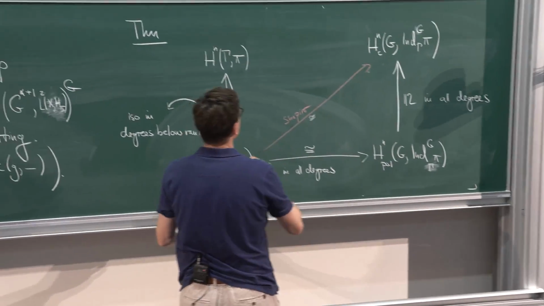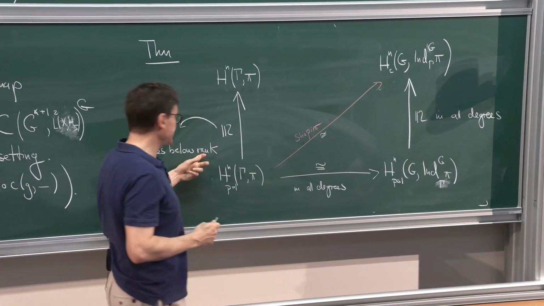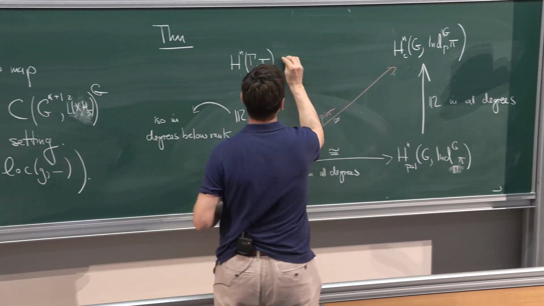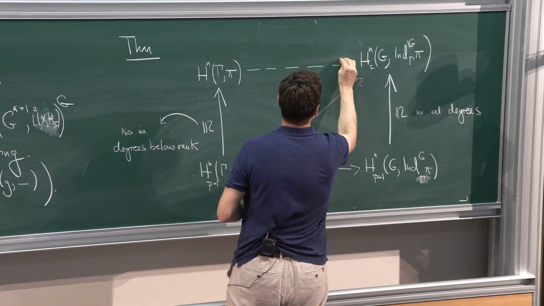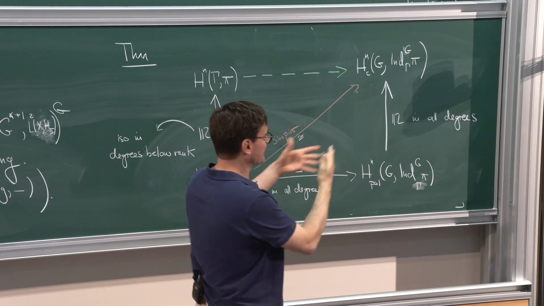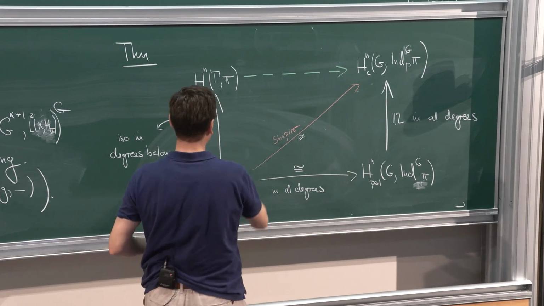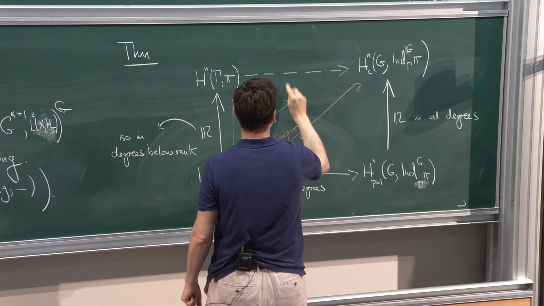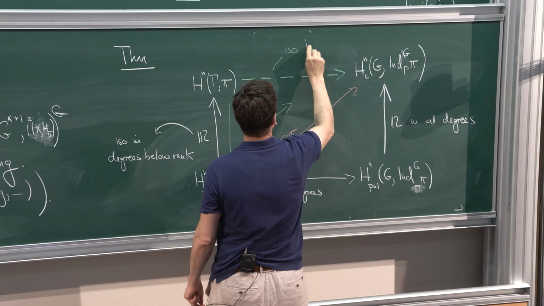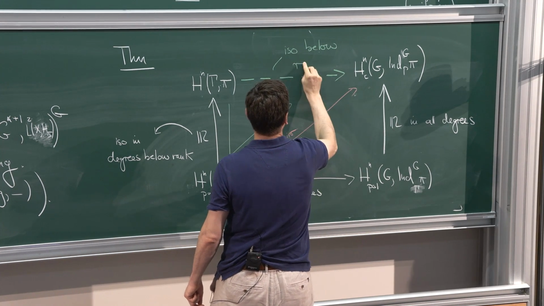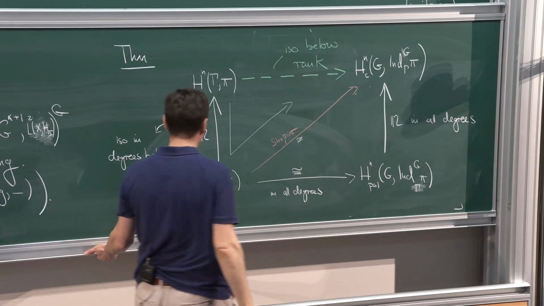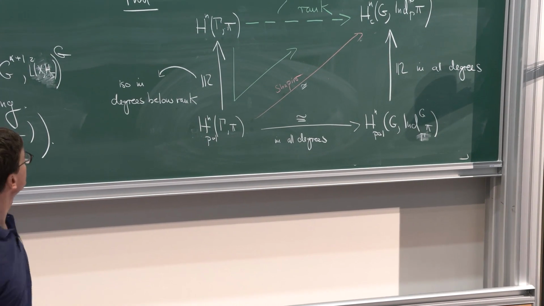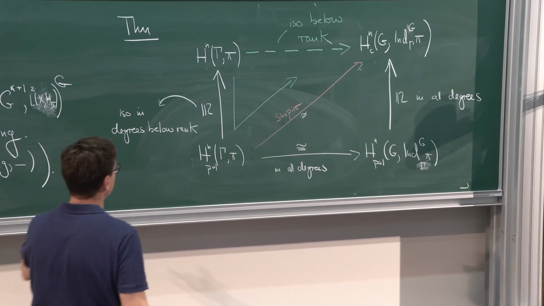You cannot do it in every degree, but you can do it in the degrees that are relevant to us, right? We only want to show the vanishing theorem below the rank. This map here is not so clear how to define on the chain level, but you can just say, I go here and I go here, that's my map, and this is an iso below the rank. So as soon as we have this theorem, theorem A follows.